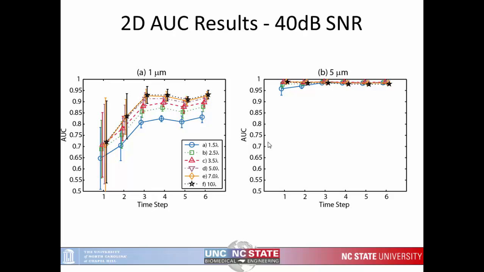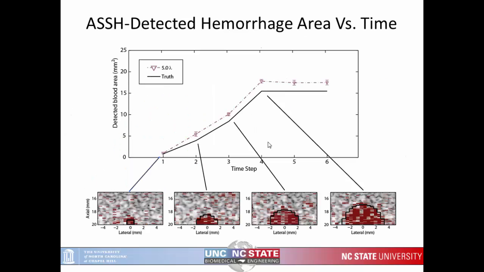So that was for the 1 micron case. If we compare that to the 5 micron case, we saw that we had very good discrimination, almost AUCs above 0.95. So it was a very easy case, I guess, for our method.